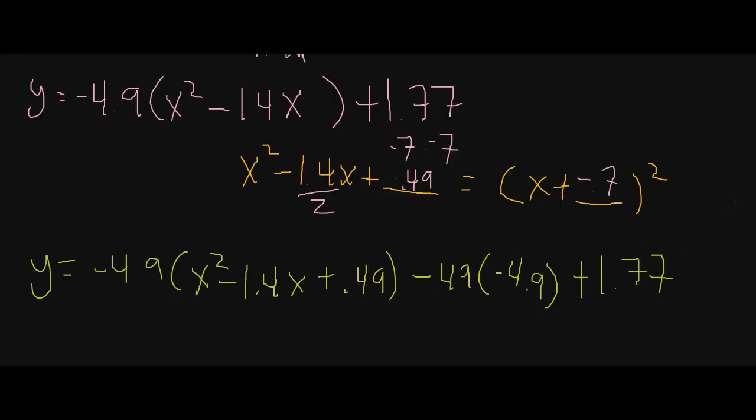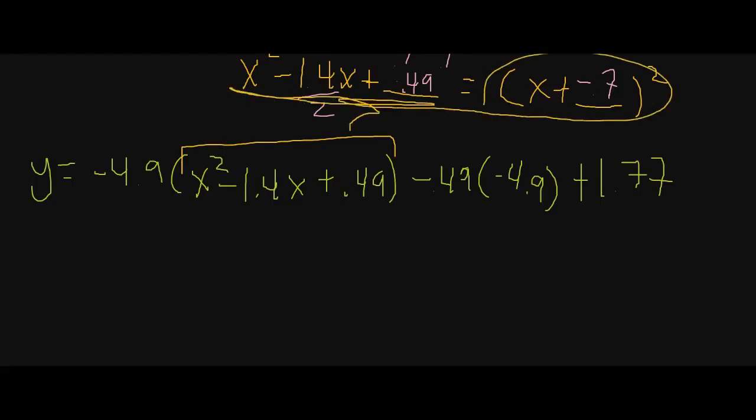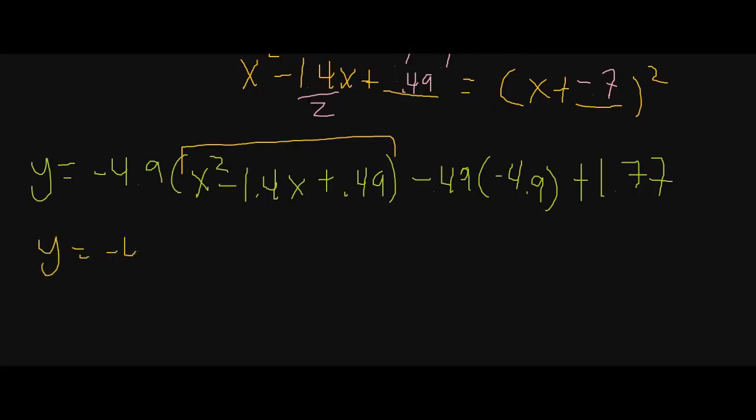Now that we have done that, we'll just go ahead and solve it. Because if you look here, the x squared minus 1.4x plus 0.49, well, that's exactly what we have up here. And this equals x plus negative 0.7 squared. Right, so we're going to get y is equal to negative 4.9 times x minus 0.7 squared, right? You could do plus the negative 0.7, but that's just the same thing as x minus 0.7, and I'll just leave it like that. Sorry, I apologize, it should be 0.7.